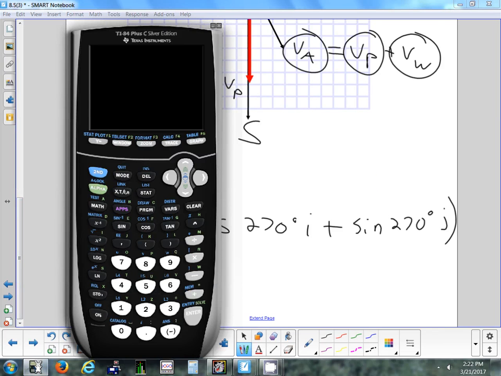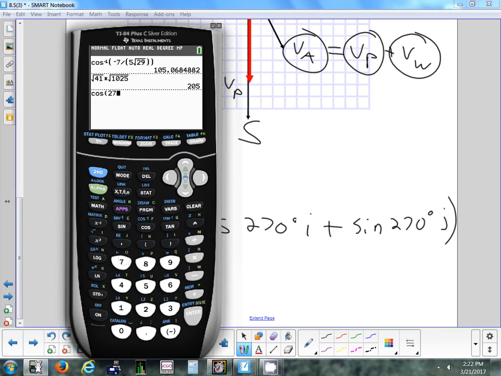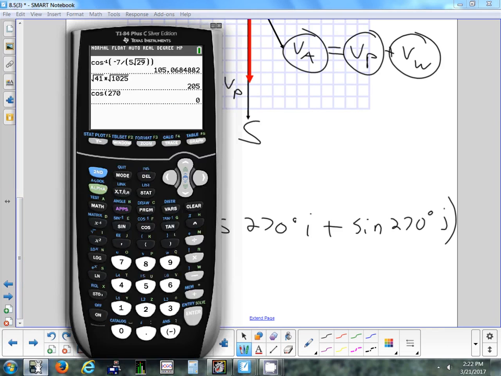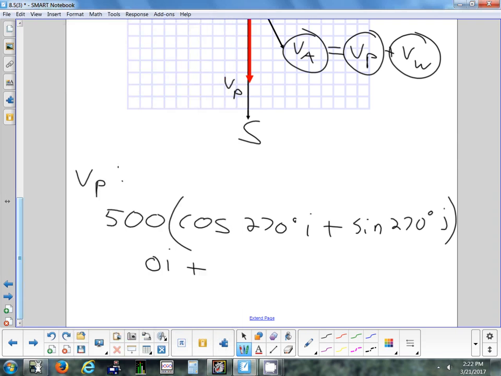Okay, let's do cosine 270 is 0. What's 0 times 500? 0. So I get 0i plus, now I'll do sine 270 is -1. And what do I multiply that by? 500. So it's really minus 500j. So you don't even need the 0. It's just negative 500j.